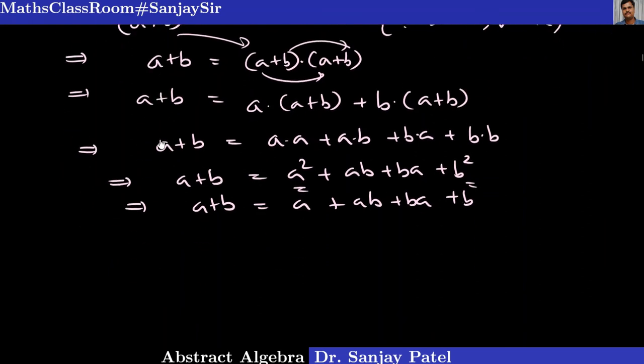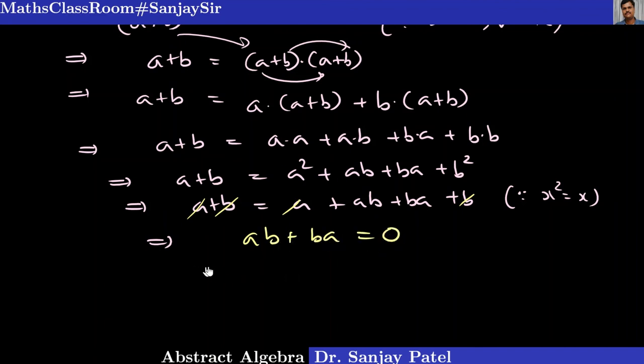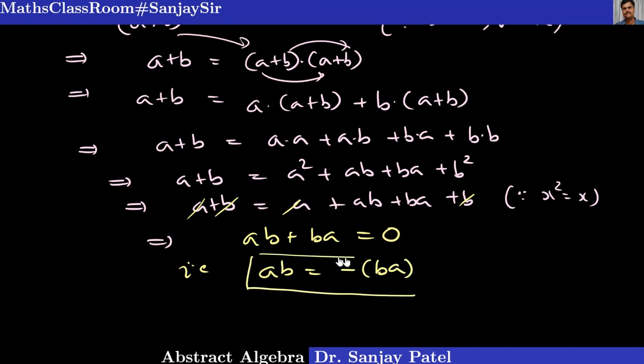So what is proved? Here we are using the fact that x square is equal to x. Now I can cancel a and b from both the sides. This a will be cancelled with a and this b will be cancelled with b. So I will get ab plus ba equal to 0. Or I can say that ab is the negative of ba. So this is a very, very important result. Actually, we wanted to prove ab is equal to ba, but in this case, we are getting ab is equal to minus ba.